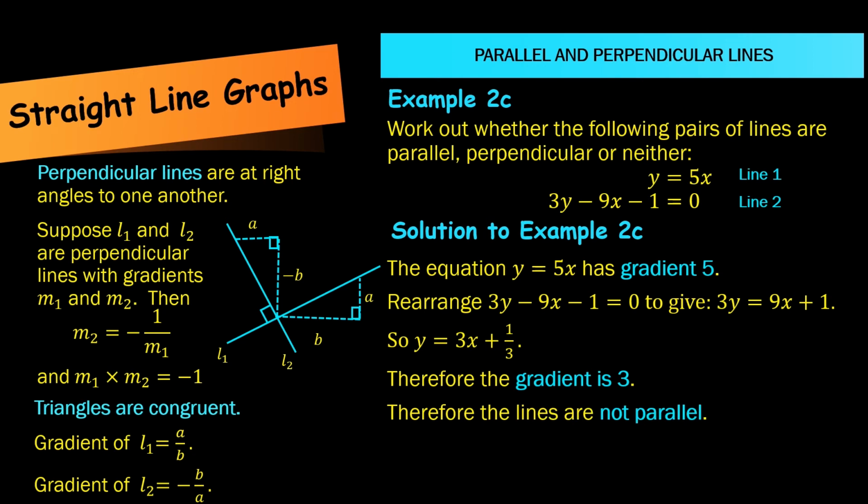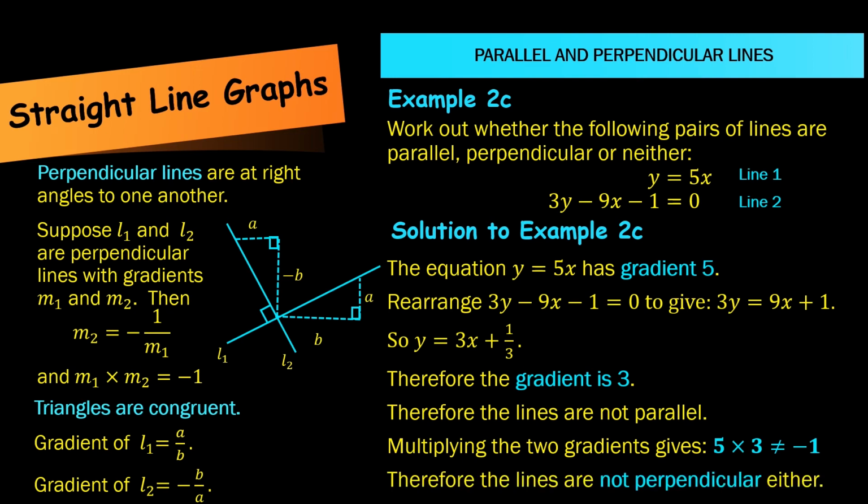Since the two gradients are not equal, the lines are not parallel. Let's try multiplying the two gradients. 5 times 3 is 15, and therefore clearly not equal to minus 1. So we can conclude that the lines are not perpendicular either.